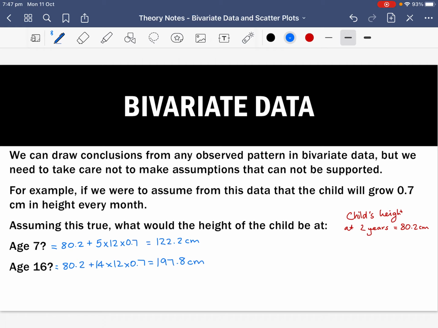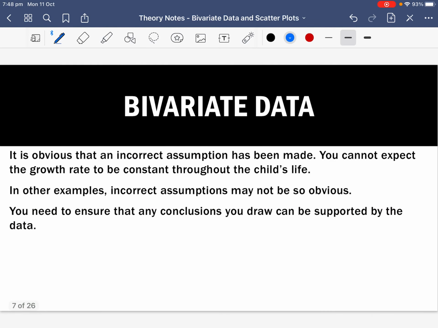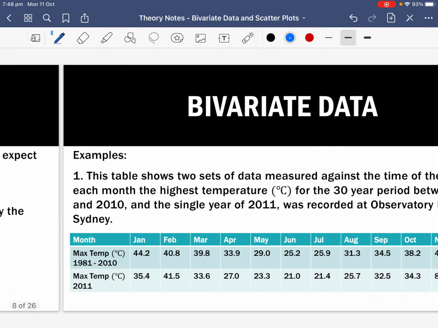So to extend the data beyond the data that has actually been measured is to extrapolate the data. So it is obvious that an incorrect assumption has been made, as we cannot expect the growth rate to be constant throughout the child's life. In other examples, incorrect assumptions may not be so obvious, so we need to ensure that any conclusions we draw can be supported by the data.